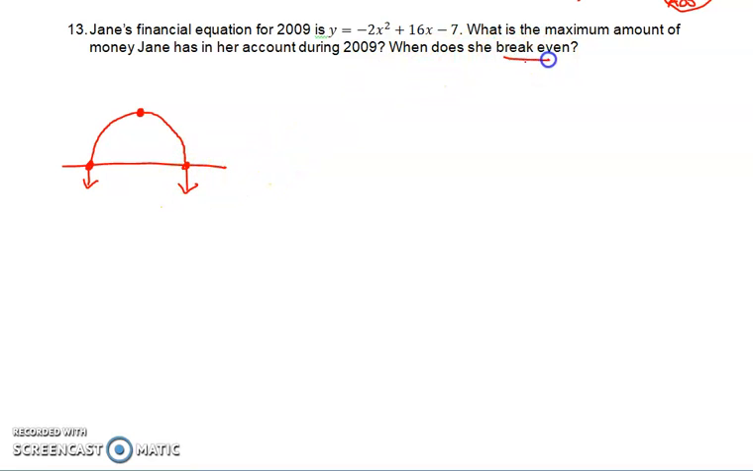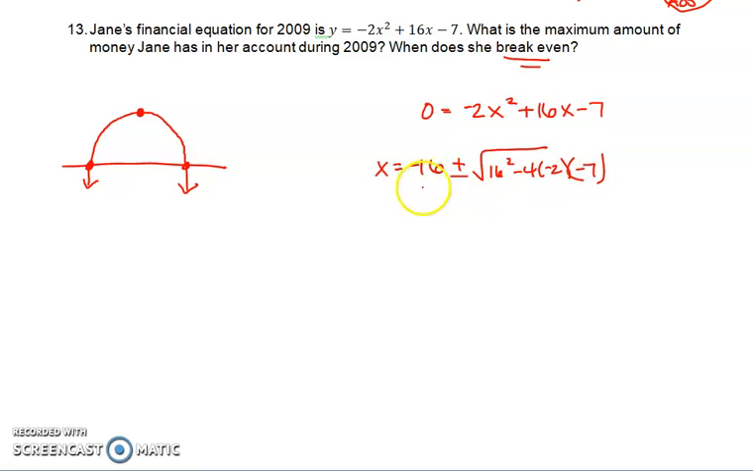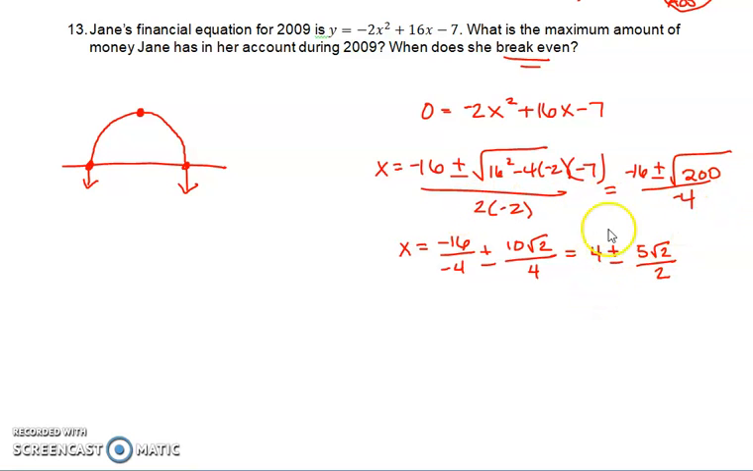I actually think that finding the break-even part is the easiest, because it's when this equation is equal to 0. If it breaks even when it's equal to 0, you can use any of your solving methods. If you like the quadratic formula, then use the quadratic formula and just find those 2 points. So if you use your quadratic formula and simplify it, you get 4 plus or minus 5 square root of 2 over 2. That's not very pretty, but it asks when does she break even?